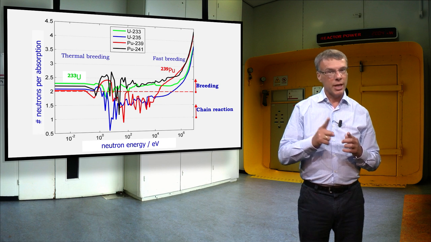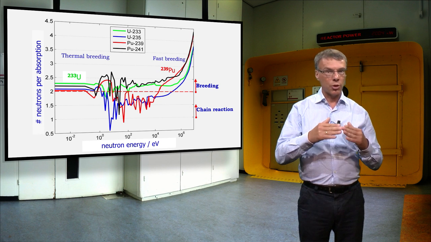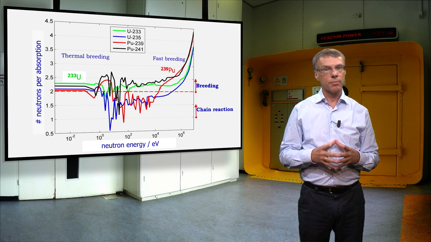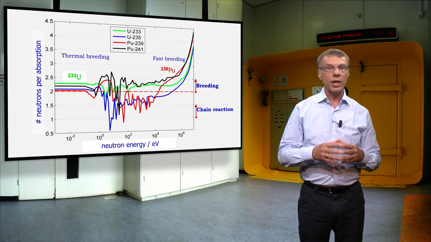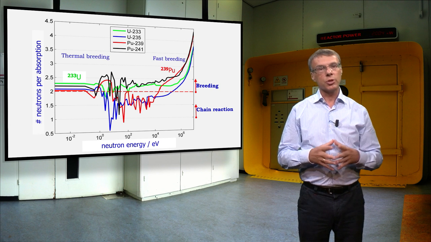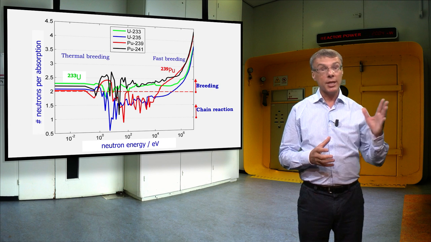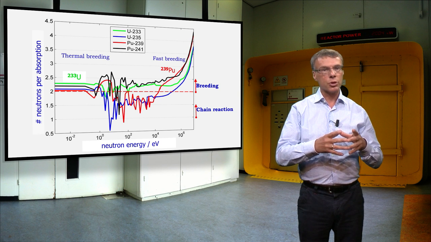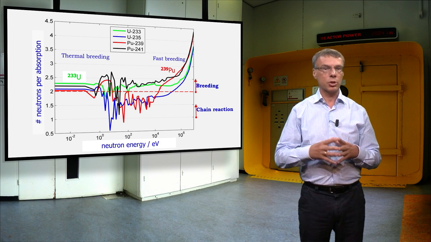If the neutron initiating a new fission is thermal, the thorium fuel cycle is most beneficial, while in the fast energy range, the uranium-plutonium fuel cycle has preference. In that range, the plutonium isotopes give considerably more neutrons per fission than the uranium isotopes.